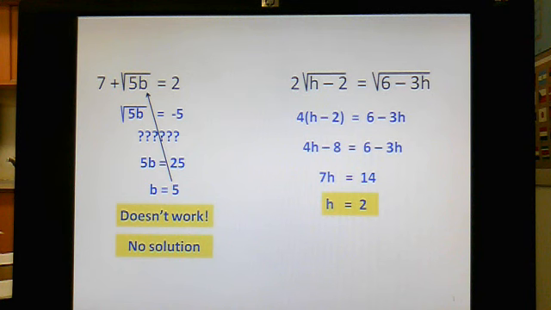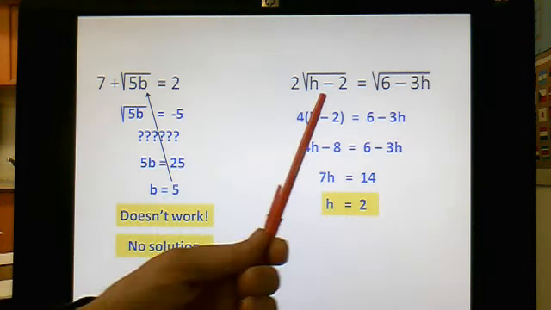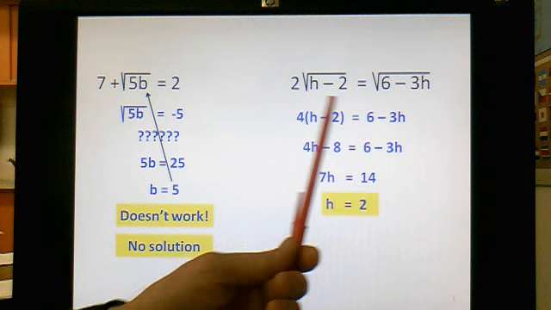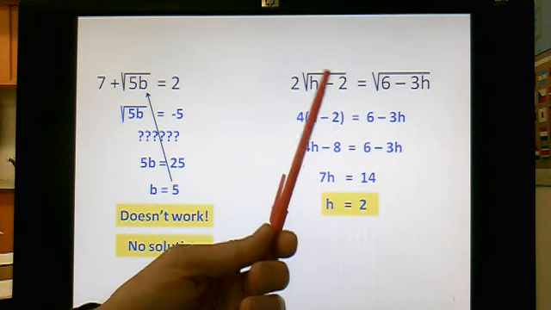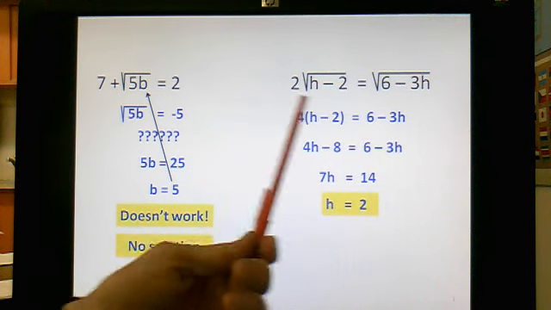If you were to plug it back in, you get something kind of interesting. 2 minus 2 is 0. What's the square root of 0? Well, that's 0. And 0 times 2 is 0. So on this side we got 0.